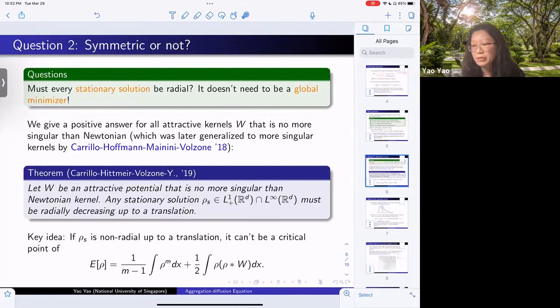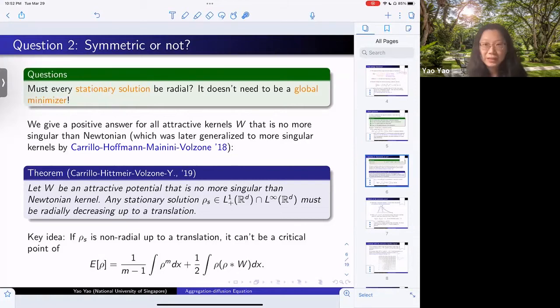Together with Jose Carrillo, Sabine Hittmeir, and Bruno Volzone, we give a positive answer to that question. We show that for all attractive potentials W that are no more singular than the Newtonian at the origin, any steady state rho_s that is non-negative in L^1 and L^infinity must be radially decreasing up to a translation. This assumption of being no more singular than Newtonian is just technical, because we were most interested in the Newtonian potential. Later this was generalized by Carrillo, Hoffmann, Mainini, and Volzone to the whole class of more singular Riesz potentials, as long as they are locally integrable.